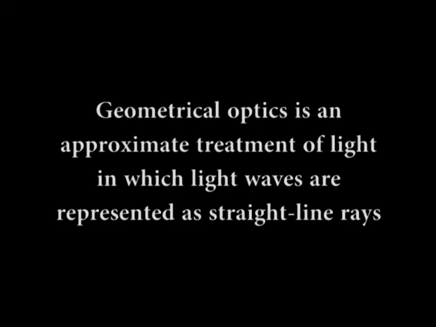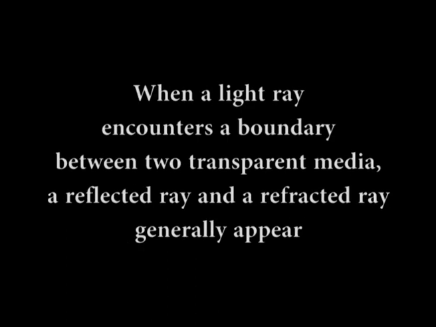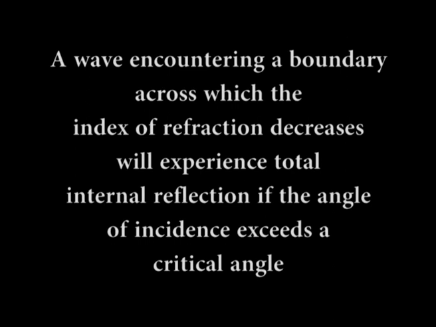So here we come to the end of our discussion in this lecture and therefore we sum up. Geometrical optics is an approximate treatment of light in which light waves are represented as straight line rays. When a light ray encounters a boundary between two transparent media, a reflected ray and a refracted ray generally appear. A wave encountering a boundary across which the index of refraction decreases will experience total internal reflection if the angle of incidence exceeds a critical angle.